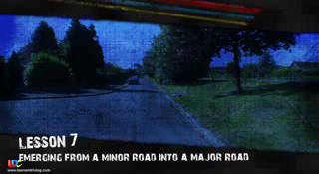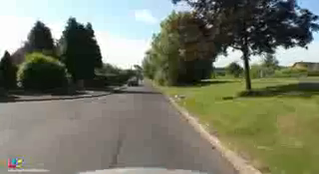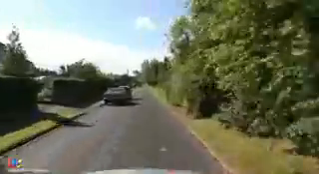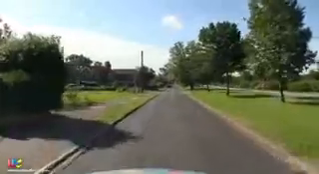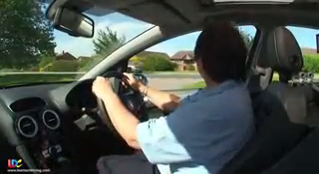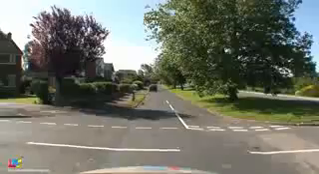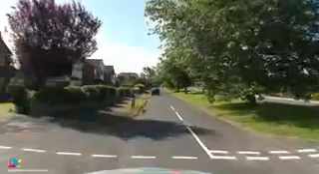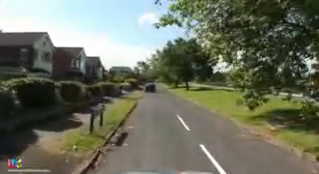Emerging from a minor road into a major road. When emerging at crossroads, take observations into the road ahead, as well as to the right and left. If there are no vehicles emerging from the road ahead, then the emerging is just the same as at a T-junction. However, things are slightly different when there's a vehicle emerging opposite.